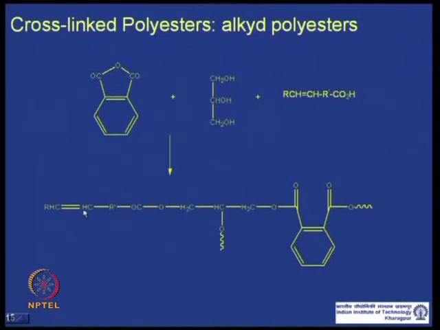So, in the first stage you do a step polymerization to synthesize this, and then you can take this and do a second step of chain polymerization, either by oxidizing this or using other methods. So, you can cross link these unsaturated polyester chains. By doing this we can make a cross linked network.